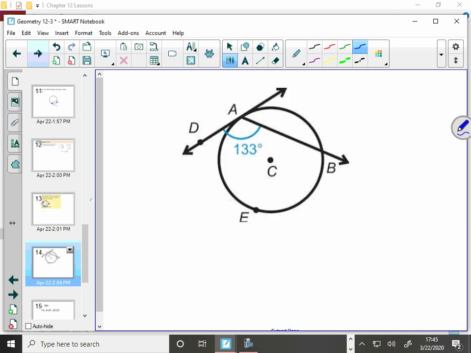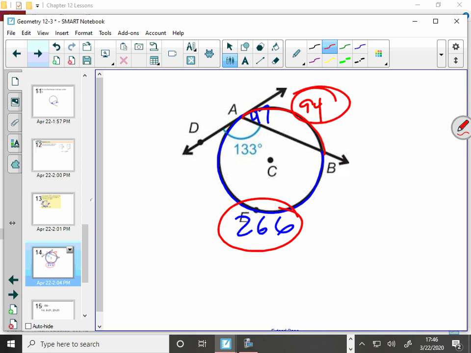On this one, that's 133, which means this arc right here is twice that. That arc is 266. Next to the 133, this angle is 47 because those two have to add up to 180. And so this arc is twice the 47, it's 94. Let's see if that makes sense. These two right here, you go all the way around the circle. 266 plus 94 is 360, so that works.